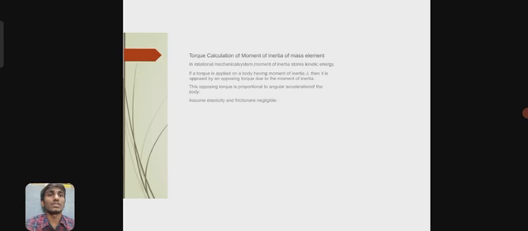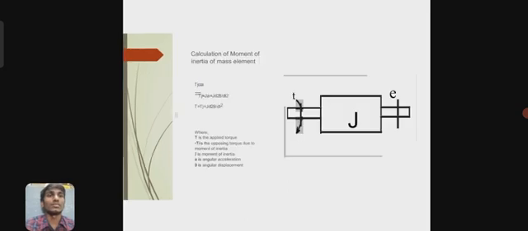So this is proportional to the angular acceleration of the body. Assume elasticity and friction are negligible, as in the calculation of the moment of inertia of a mass body. You can see the free body diagram of a rotational mechanical system, which has J as the mass, the angular velocity, and T as the torque applied.